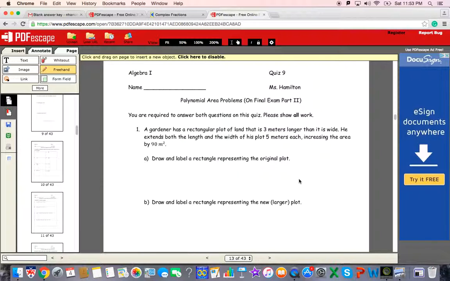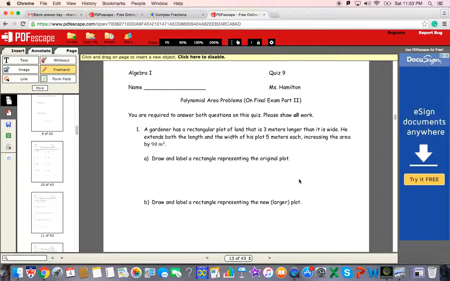All right, so now we get to practice our word problems. And this is actually the only type of question that word problems will show up on in our final exam for the second part. A gardener has a rectangular plot of land that is 3 meters longer than it is wide. Then he extends the length and some other things happen.